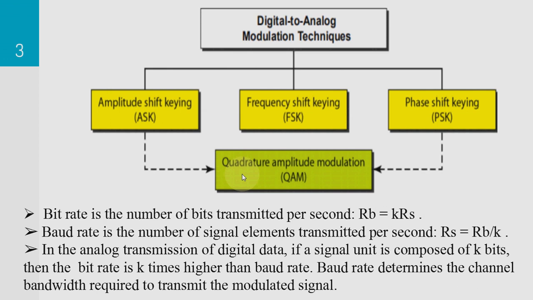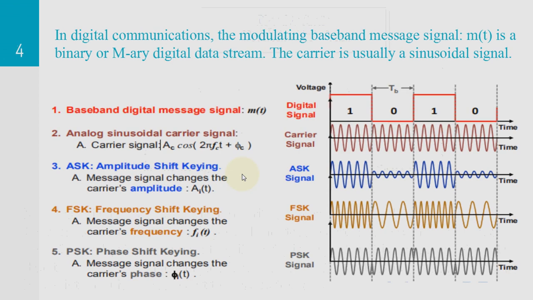In the analog transmission of digital data, if the signal unit is composed of K bits, then the bit rate is K times higher than the baud rate. The baud rate determines the channel bandwidth required to transmit the modulated signal. So these are the three main schemes of the digital modulation system.